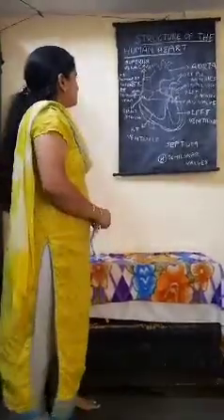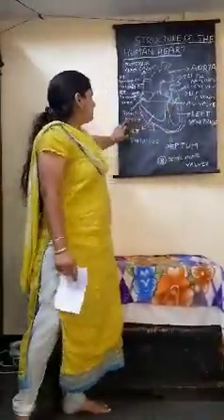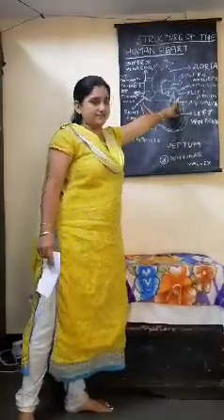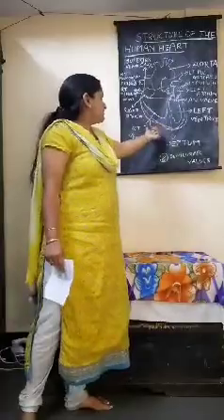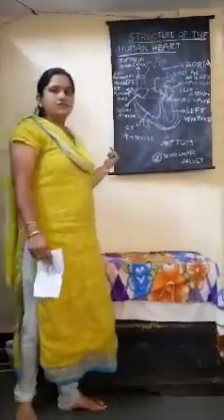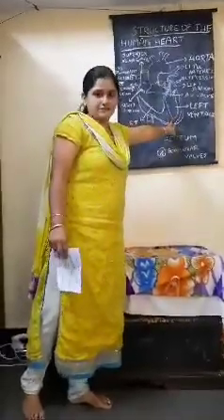Now the heart consists of 4 chambers. That is 2 upper chambers. Here we can see the right atrium and the left atrium. The 2 upper chambers are called atria, whereas the 2 lower chambers are called ventricles. That is the right ventricle and left ventricle.